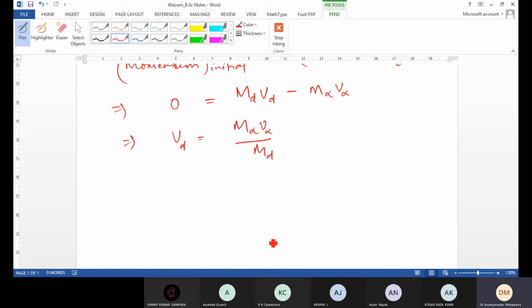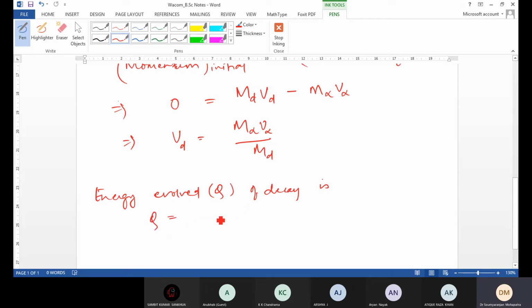Now we need to find out Q. What we're going to find out is the disintegration energy Q, the energy that is released due to this disintegration process. That energy will be the final kinetic energy minus the initial kinetic energy, isn't it? The energy evolved, Q of decay, is equal to the final kinetic energy minus the initial kinetic energy.